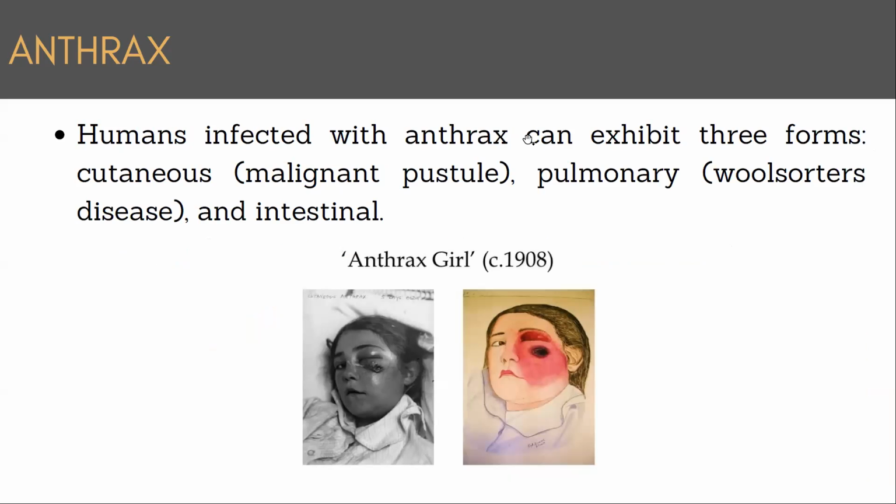So, humans infected with anthrax can exhibit 3 forms. Cutaneous, ito, malignant pustules, pulmonary, wool sorters disease, and intestinal. So, signs are related kung saan siya nag-originate. Cutaneous, ito, ang mangyayari, magkakaroon ng growth of a pustule sa balat ng tao. So, I think hindi gaano mataas ang mortality rate sa humans.